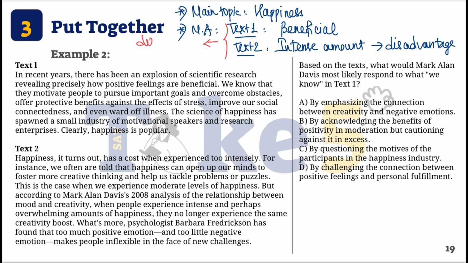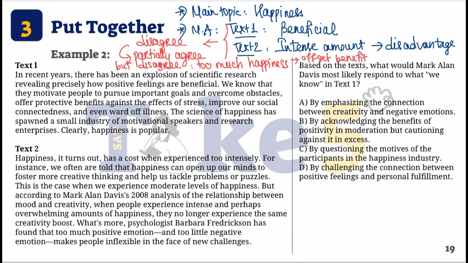We need to elaborate this disagree relationship more, and we can see that while text 1 only lists out positive benefits of happiness, text 2 essentially says that we can experience that with moderate levels of happiness, not with intense amount. So text 2 would partially agree with text 1, but disagrees when it comes to the threshold where too much happiness can offset the benefit. This is what B says, so this is the correct answer.